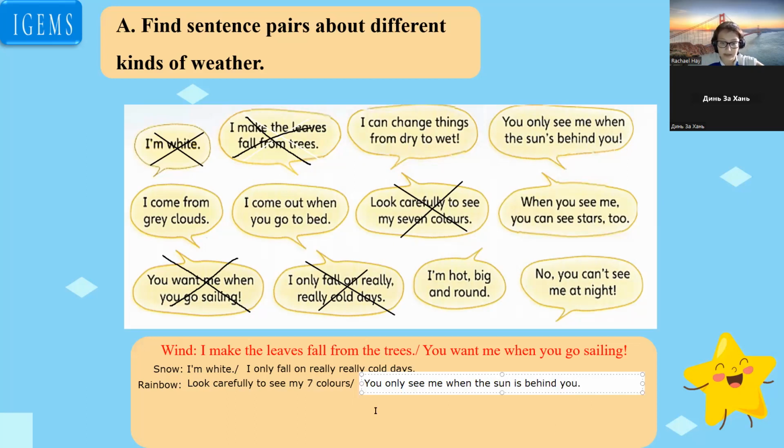Okay, next one. Let's talk about the sun. I'm hot, big, and strong. Good. I'm hot, big, and round. And what's the next one?